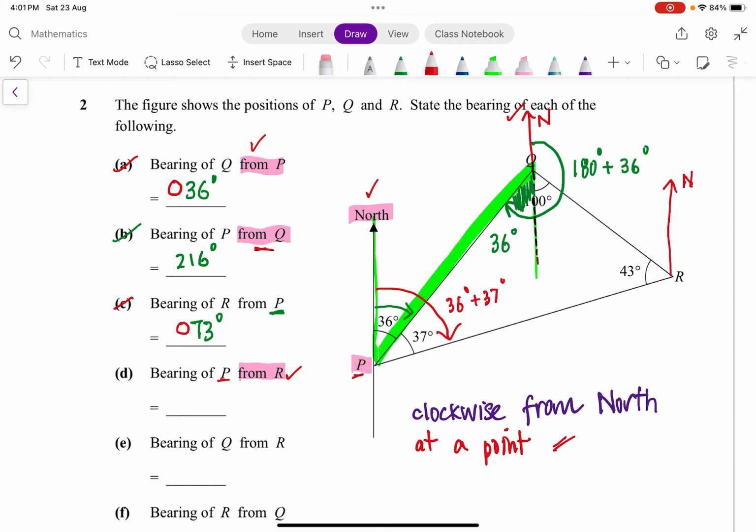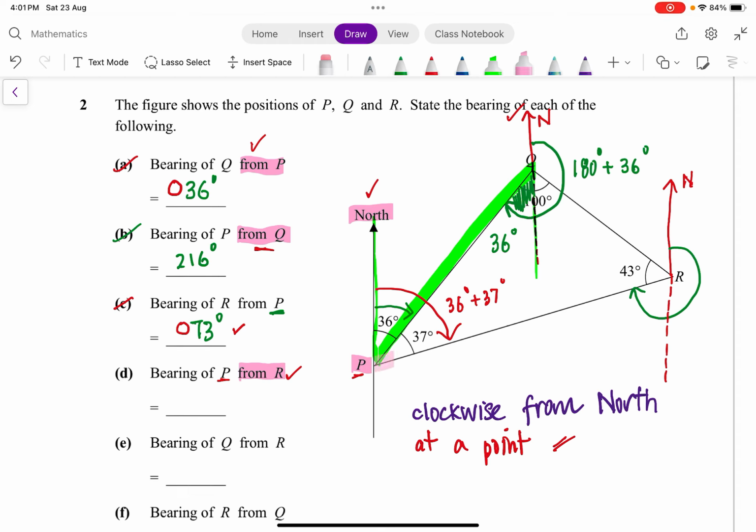So what I'm going to do is find this angle from the north line at R all the way to the line joining point P and R. So I have this one here. With this, I am going to use the same trick that I used earlier, which means I am going to extend this north line. This north line should be parallel to the earlier north line, right? If you take a look at part C, we already have the angle, which is 73 degrees.